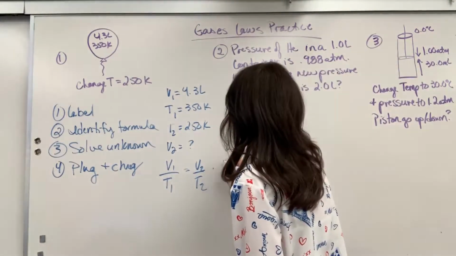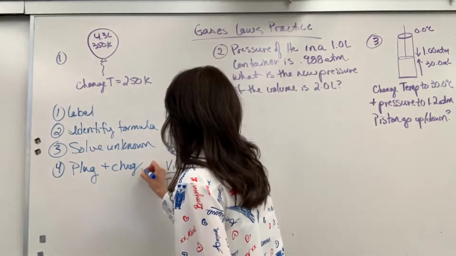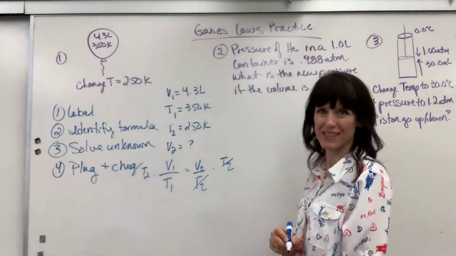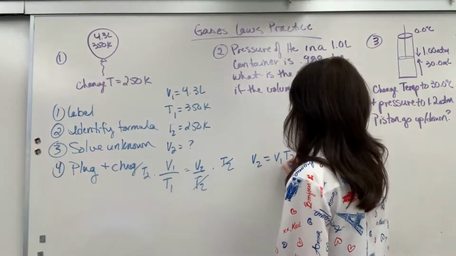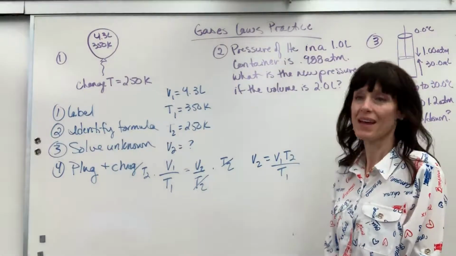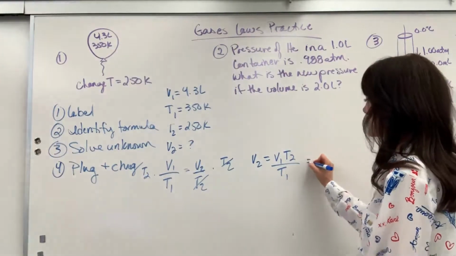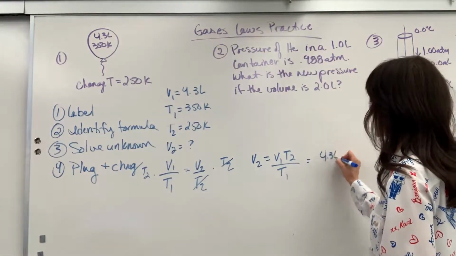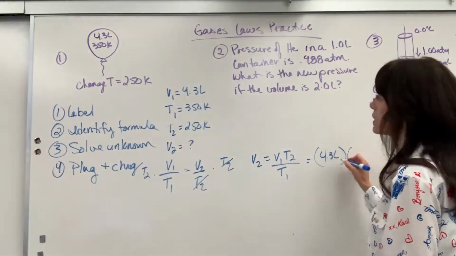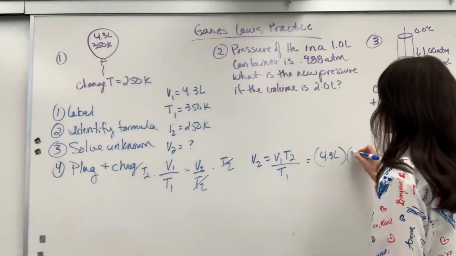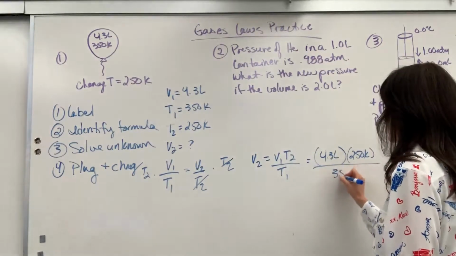So I'm going to multiply both sides by T2. Remember, if I multiply by T2, that will cancel, and whatever I do to one side, I do to the other side. So T2 is going to cancel, and we will end up with V2 equals V1 T2 divided by T1. Okay, last step, this is the fun step. We're going to take these numbers and plug them into the variables. So I'm going to plug into the V1, that was 4.3 liters. Notice I always keep those units. The units will confirm if you do it correctly. Times my T2 was 250 Kelvin divided by T1 was 350 Kelvin.